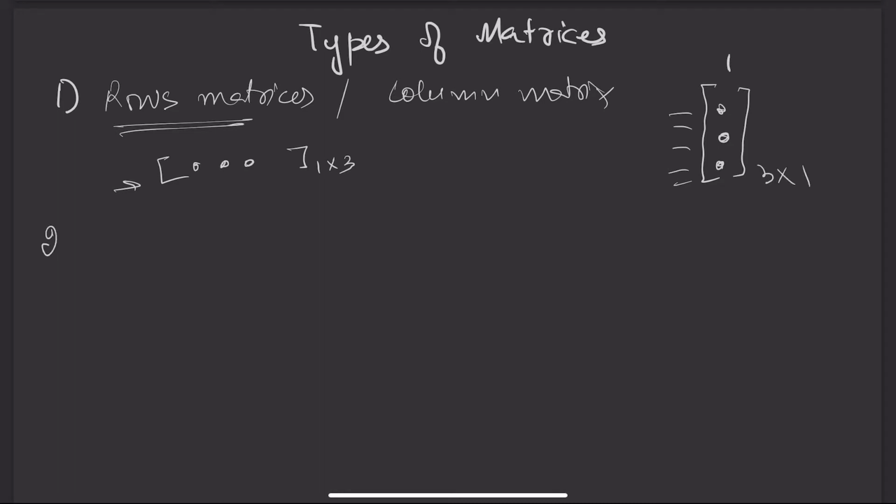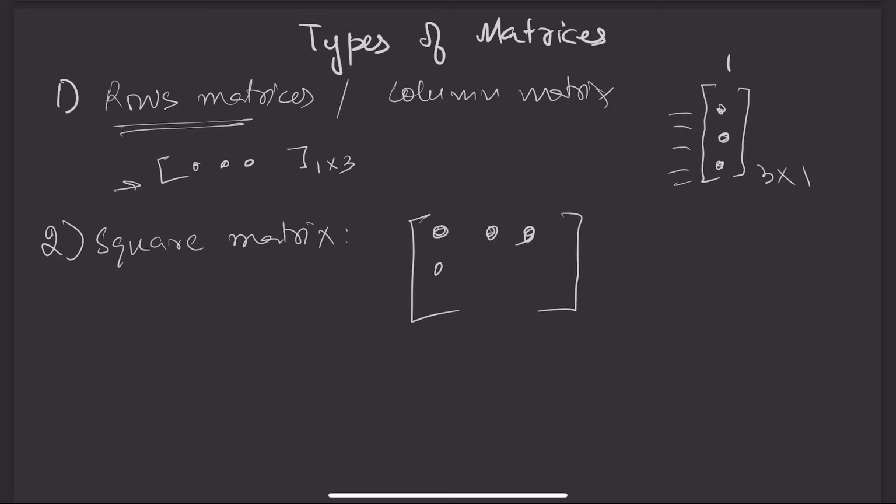So now let's talk about what is a square matrix. We have already talked about this. A square matrix is a matrix which has the same number of rows and columns. For example, we have 3 columns and 3 rows. Here the order is m cross m, the number of rows and number of columns are the same.